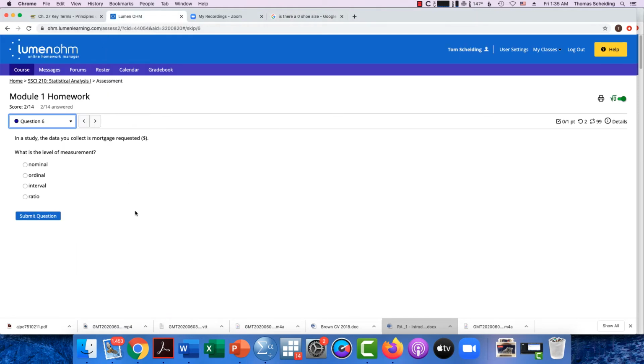Okay, so let's go back to this. The data you collect is mortgage requested. It's not nominal because we're actually collecting a number. It's not ordinal because it's not first, second, third, fourth, or some sort of category in that way. Interval: if I don't request a mortgage, is there a mortgage there? I'm thinking no. So unless I'm missing something, I think it should be ratio.